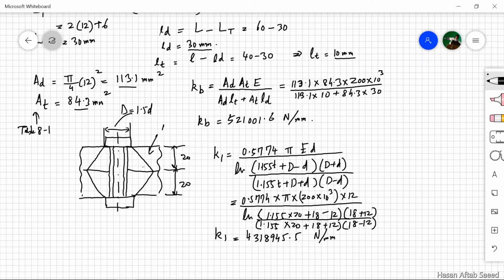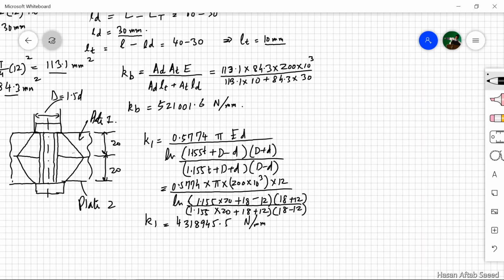Now we're talking about this plate 1. Now this is plate 2. We have to come to the second plate now, and there's a shortcut way of doing this, because the only difference between plate 1 and plate 2, thanks to the fact that we have a certain kind of symmetry here, is E, Young modulus E, and it's cast iron instead of steel.